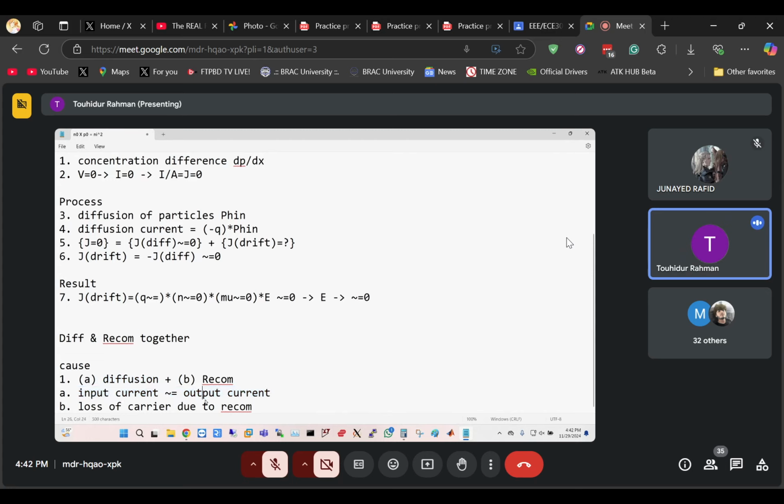If the input current is not the same as the output current, does it mean there is a difference of concentration? Why is that? Because I in will be equal to Q in divided by T, and output current I out will be equal to Q out divided by T. T and T will be cancelled out.